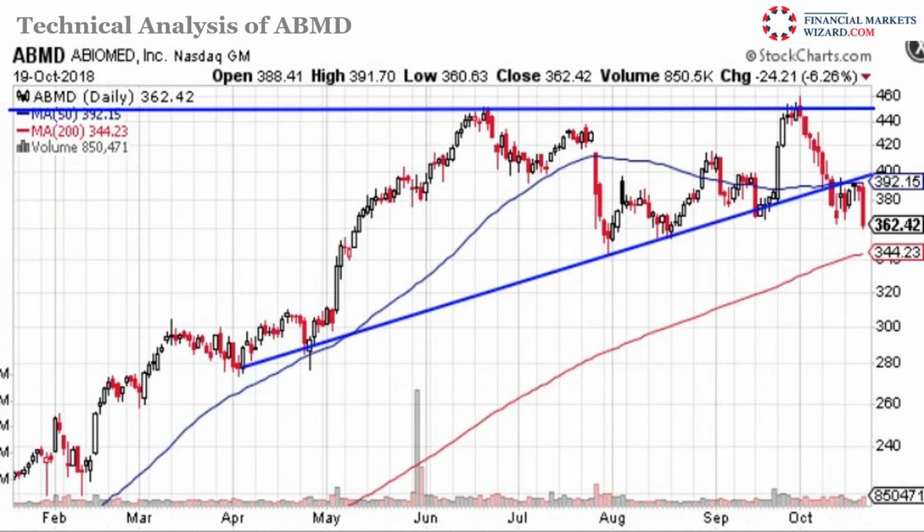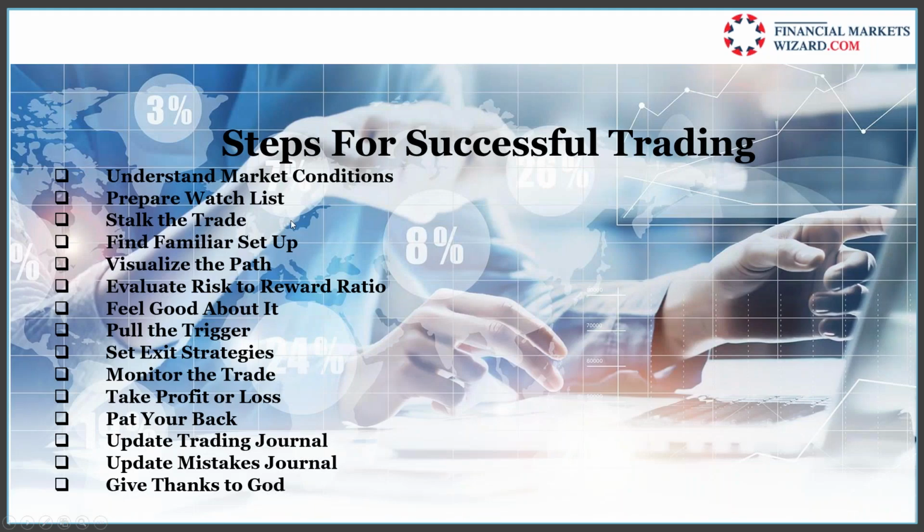Okay, so I know market conditions, right? So I know all 4 where they stand. I prepared my watch list. I put it in my watch list on my TradeStation platform. Tomorrow I'll try to find a familiar setup. I will really stalk Lululemon and Triple L out of all the stocks because they really look good.